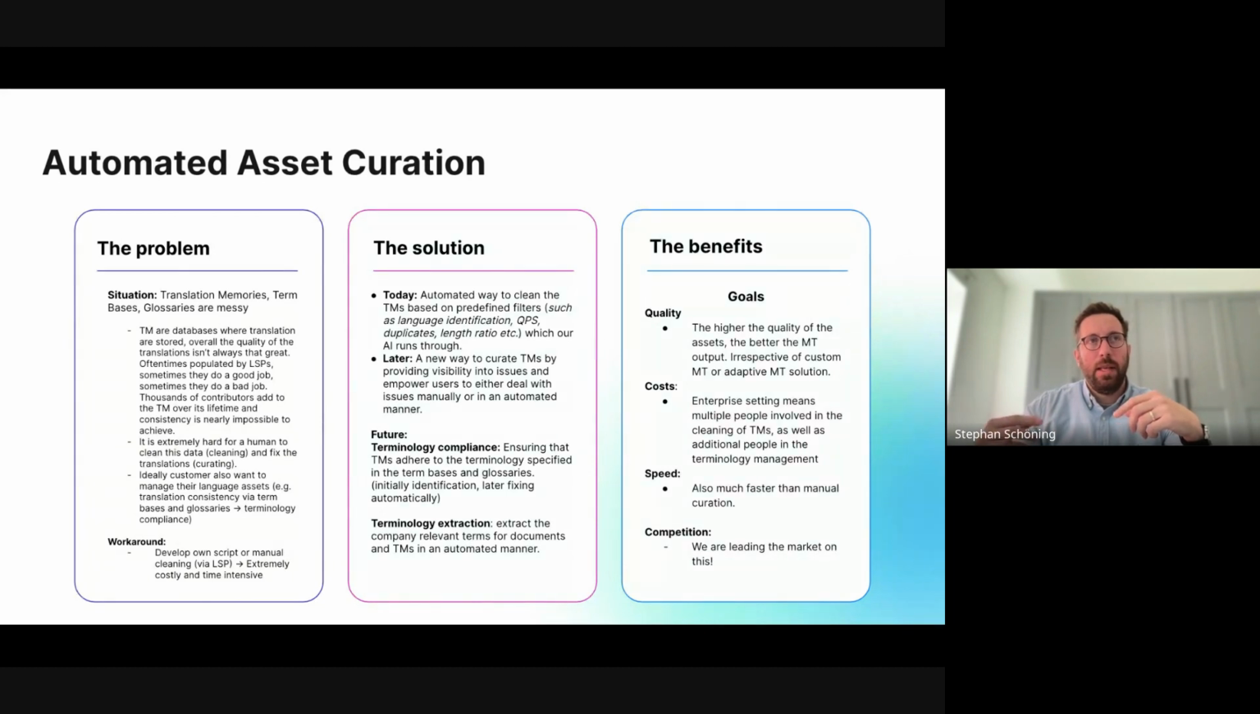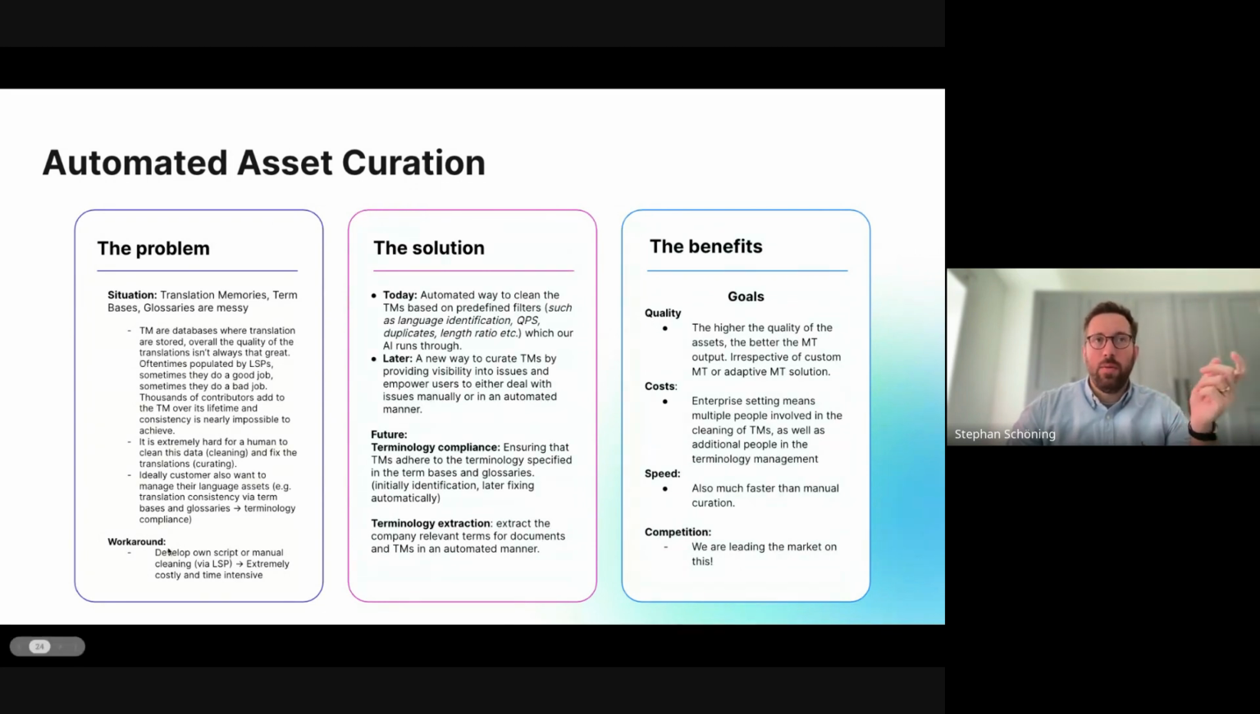And because they're messy, sometimes we even have clients that just throw them in the trash. If they become too large and too messy, they just chuck them out and create a new one. They sometimes reference the old one, but essentially they try to start fresh. And that is not what they should do, because they've invested a lot of money into this, and they should maintain it and clean it. And with automated asset curation, they're able to do just that.